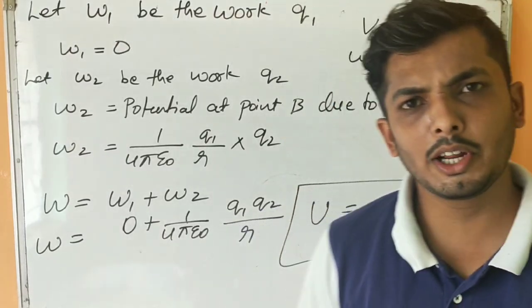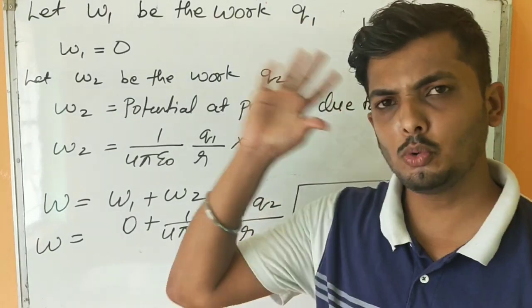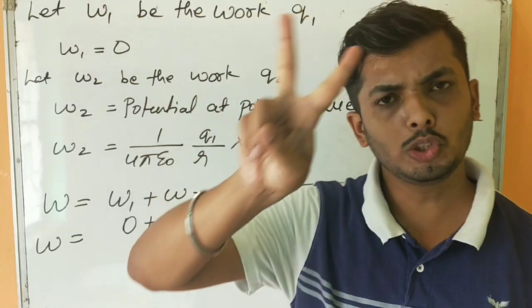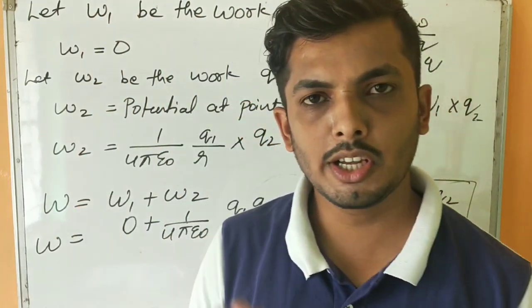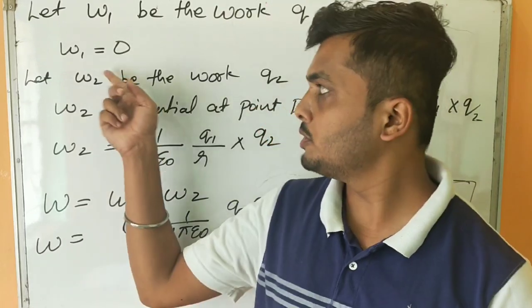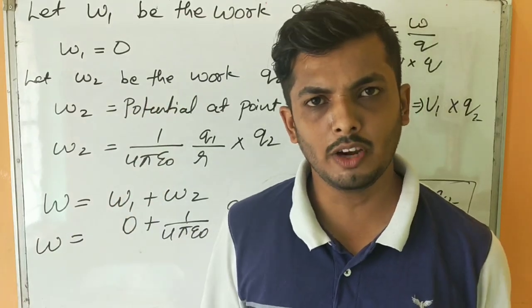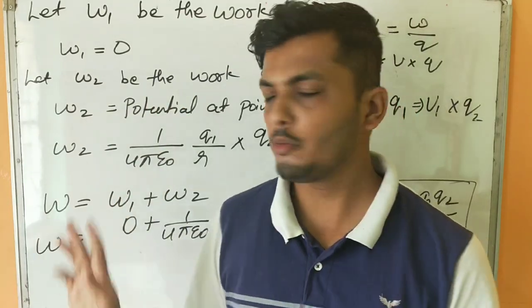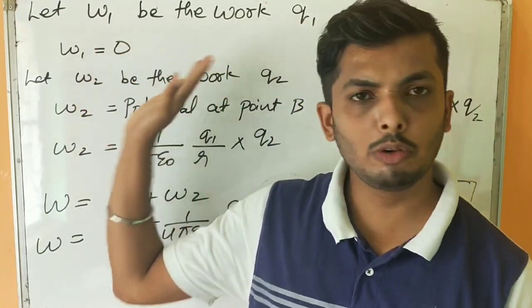See here, it is a very simple derivation and not that complicated, but try to visualize the thing. We have two charge particles Q1 and Q2. Q1 is placed at point A. So initially Q1 will be performing the work W1. That W1 will be 0 because the work is done in the absence of an electric field. There was no electric field, thus the charge particle is performing work from infinity to point A. Therefore W1 will be 0.